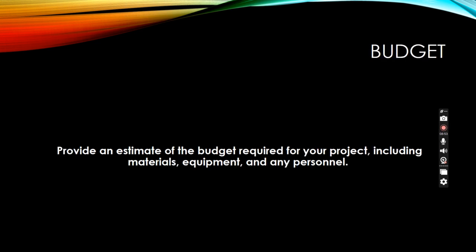Then we have the budget. Every project, whether software or hardware based, requires some components, which can be software or hardware components. So you have to estimate the expected cost to implement that project. You have to mention the list of all components, what cost you require to buy those components, and finally calculate the budget to implement that project. So you have to list that down here.